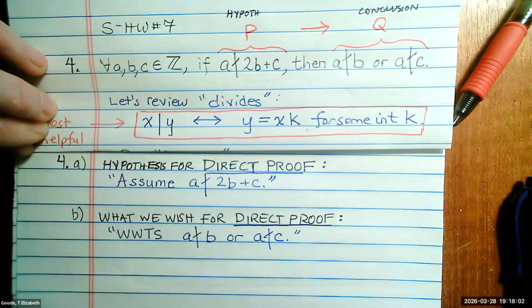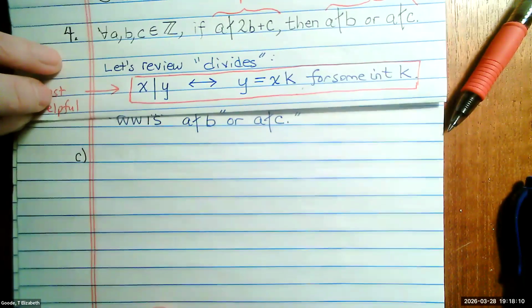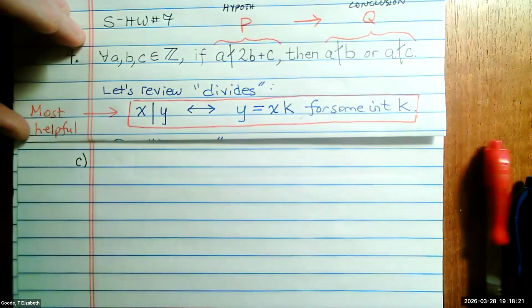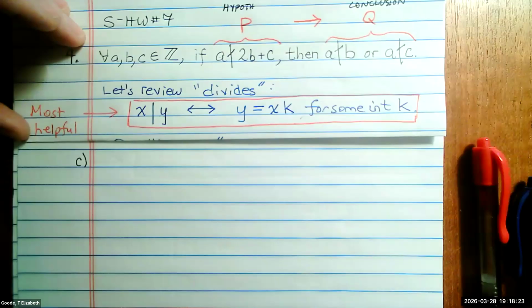What's part C of problem 4? Write the contrapositive of the given statement. Okay, let's do that. Contrapositive. They need a refresher on the contrapositive. Great. So let's just do a little refresher.